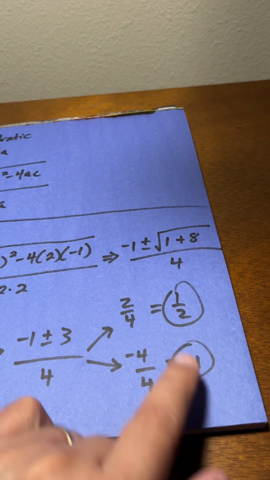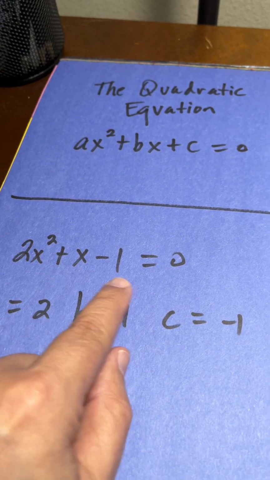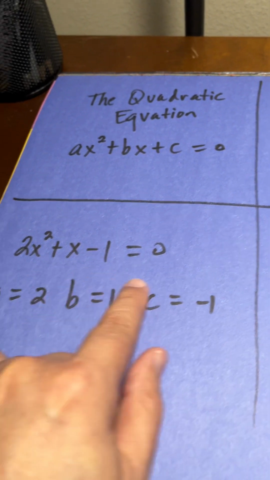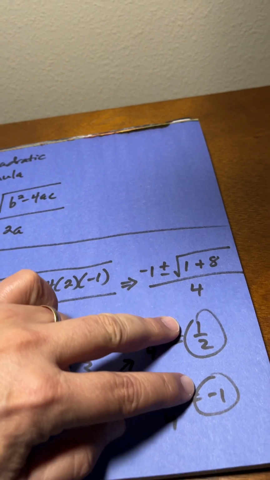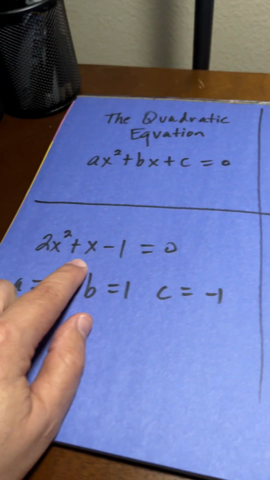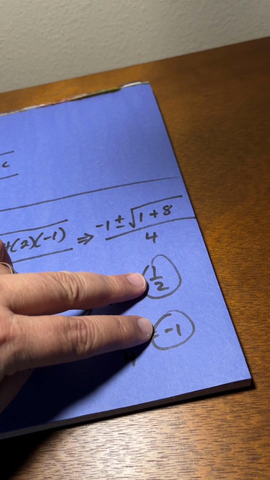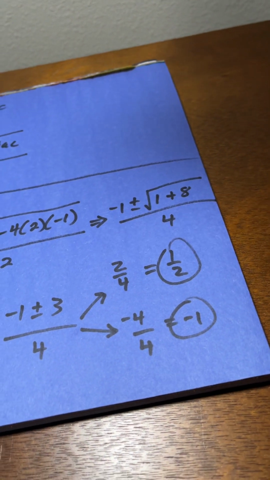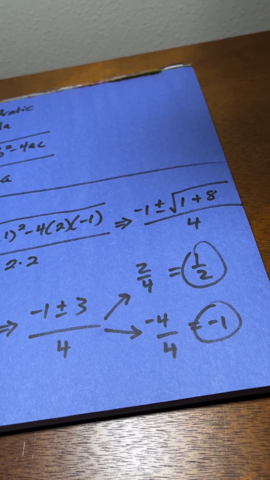What we mean by this is that these 2 numbers, if they were plugged back into the original, would make this equal to 0. So these are x-intercepts on that graph. If you graphed this, these values would be x-intercepts. So they are solutions, and they are x-intercepts on the graph.